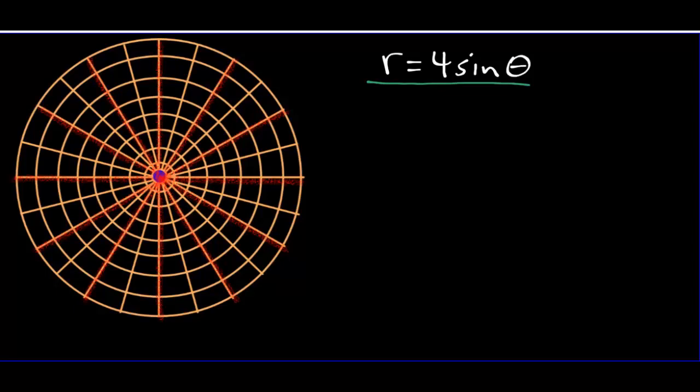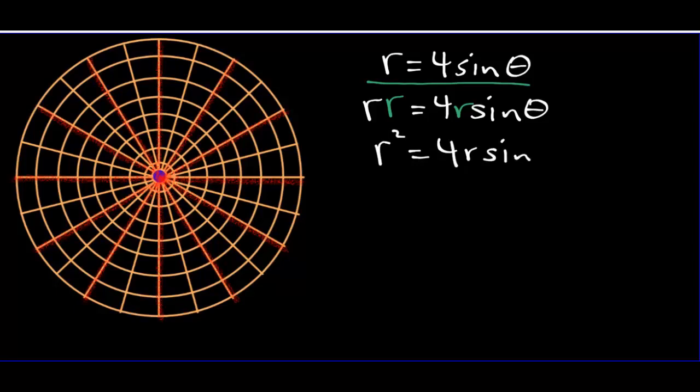So here I have an example. I have r equals 4 sine theta. Now remember, if we're trying to decide what this looks like, one of the things you can do is convert it. So I could multiply both sides by r, and take note of this. Over here I have r squared, and over here I have 4r sine theta.